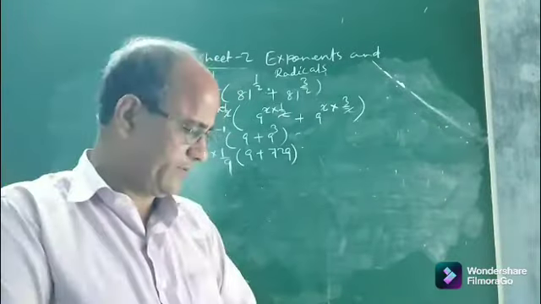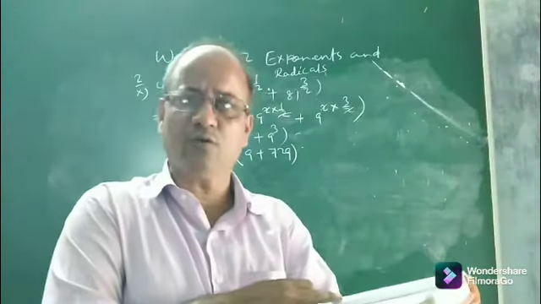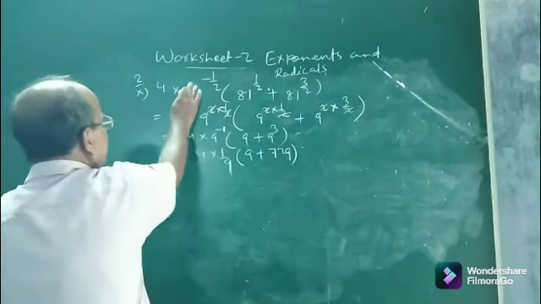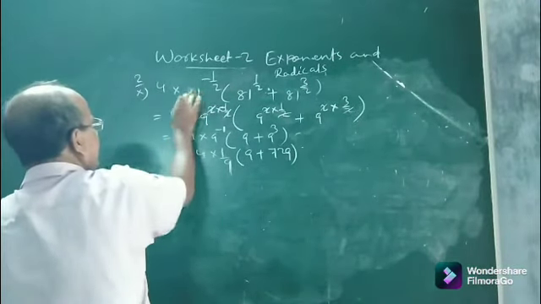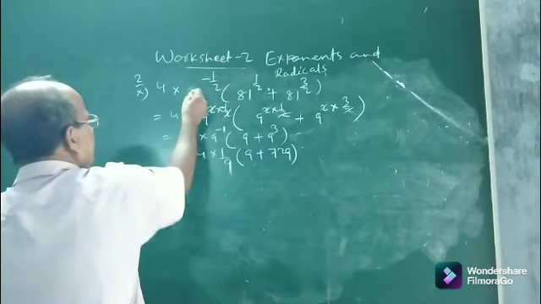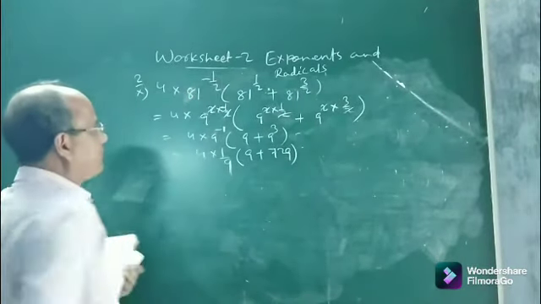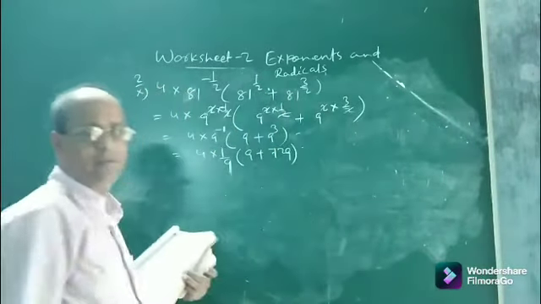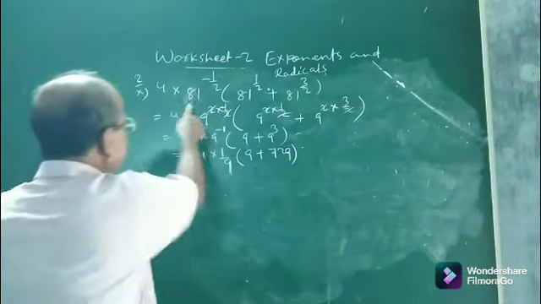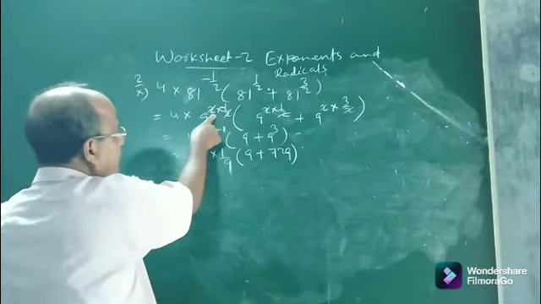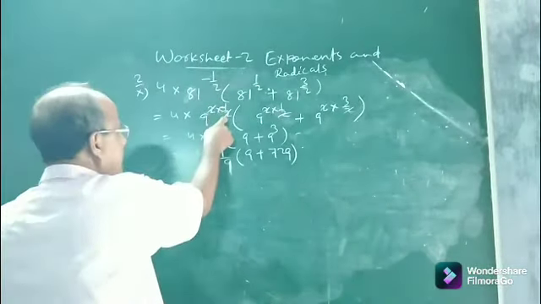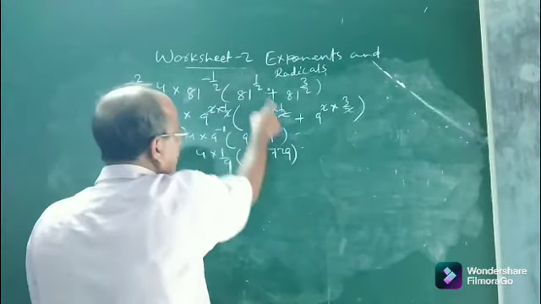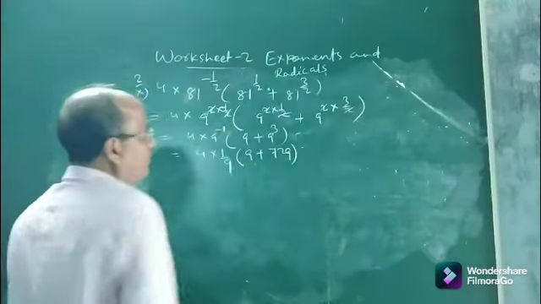See what is given in question number 2, the last bit. Find the value of 4 into 81 to the power minus 1 by 2 into 81 to the power half plus 81 to the power 3 by 2. How to find the value? This 81 can be written as 9 to the power 2, into minus 1 by 2, now 2 cancel. Again 81 you write as 9 to the power 2 into 1 by 2, because it is given 81 to the power 1 by 2.